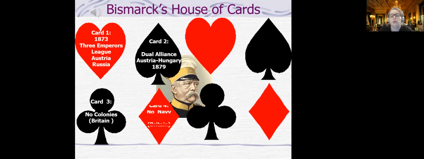Second piece, not going to build a navy. You can have a small fleet that will defend your coastline, but he's not building big, giant battleships and pouring lots of money into developing a navy. Why? Because if he does, he's going to tick off the British. And the British are going to see him as a threat, and that's what he doesn't want.